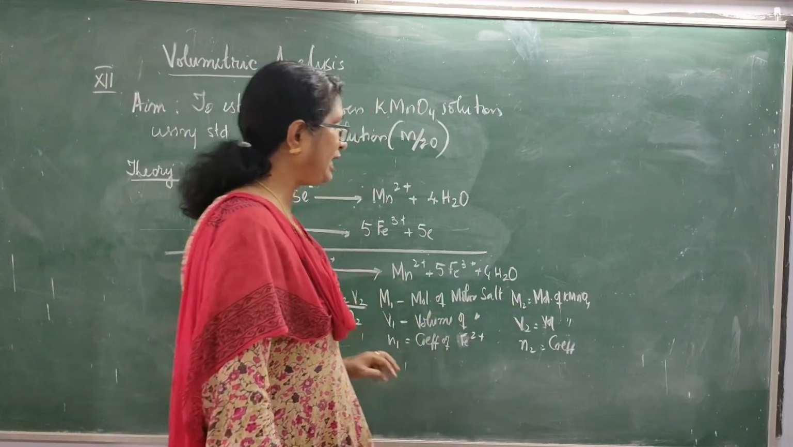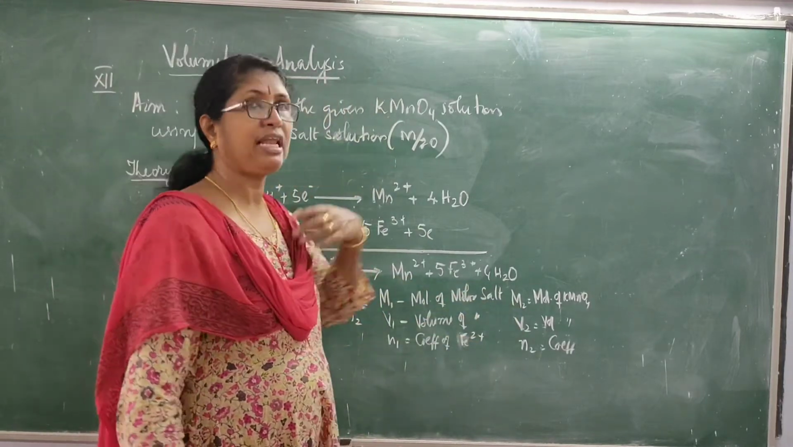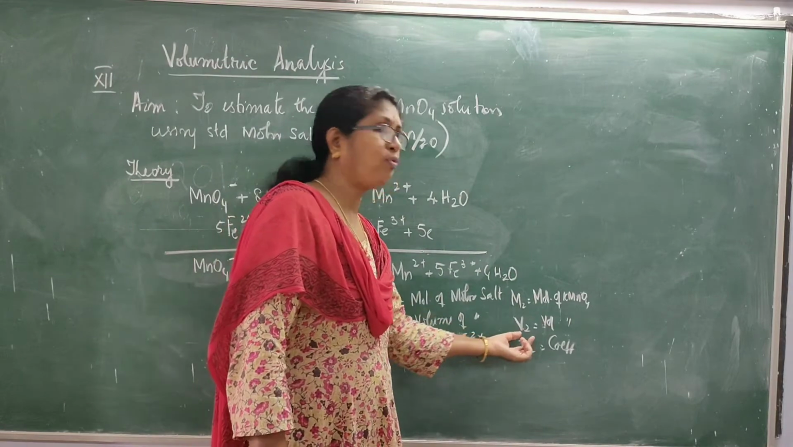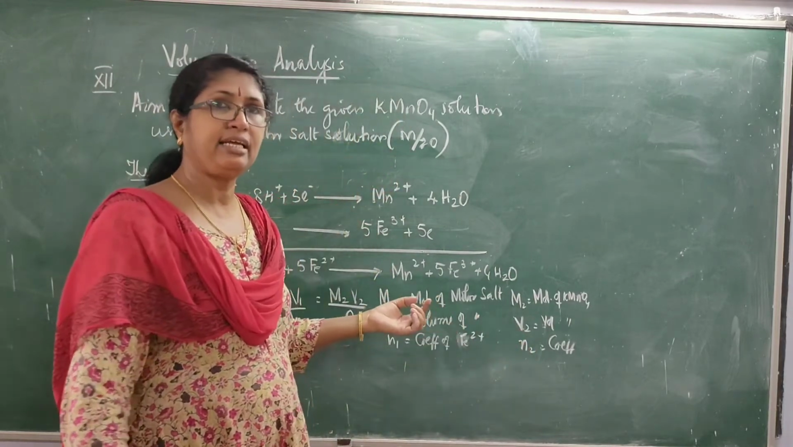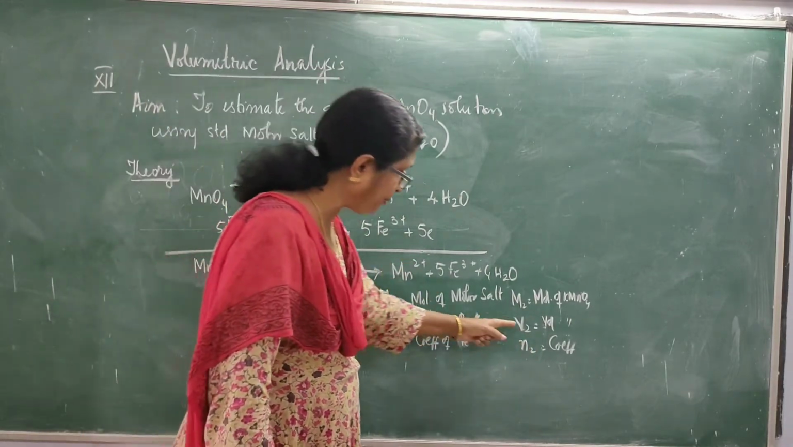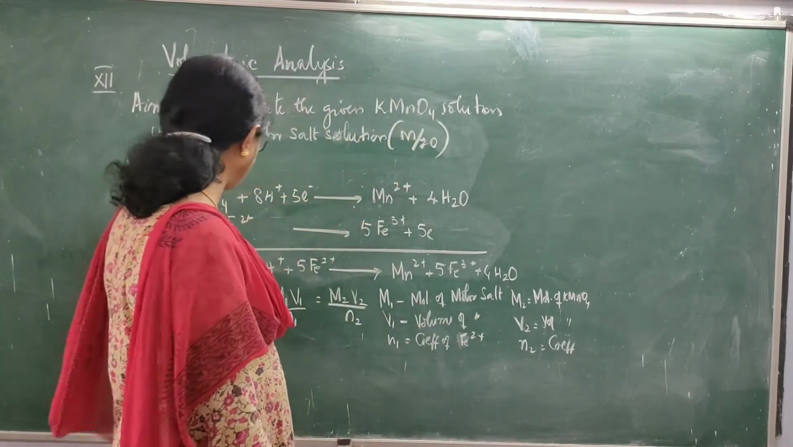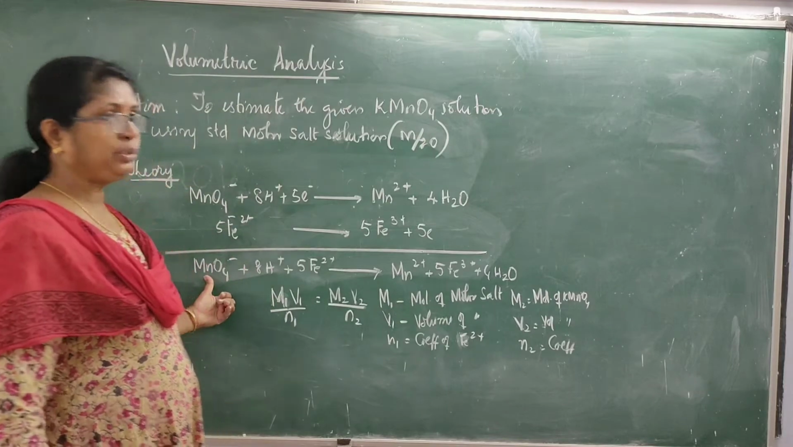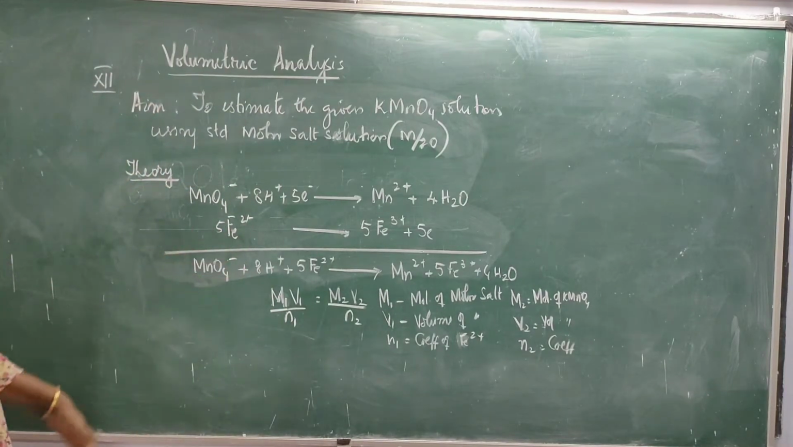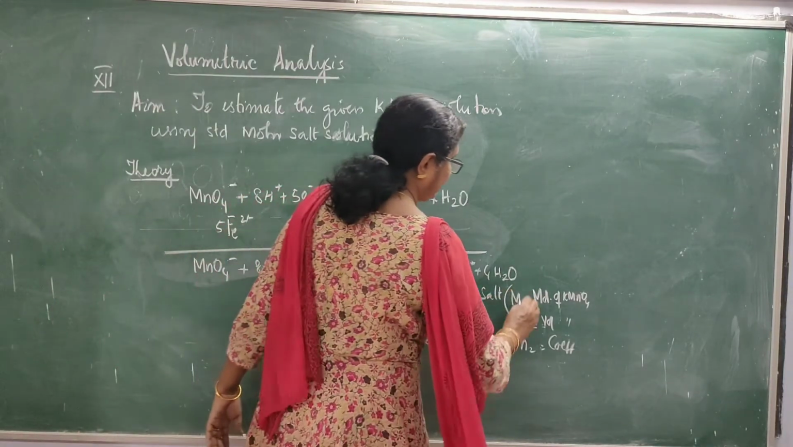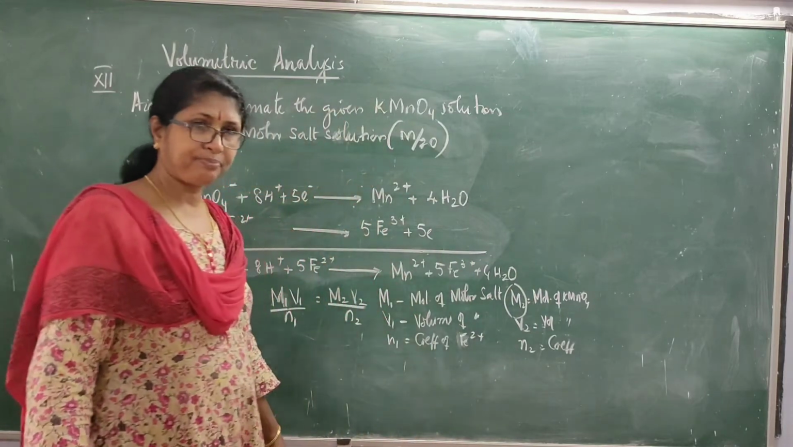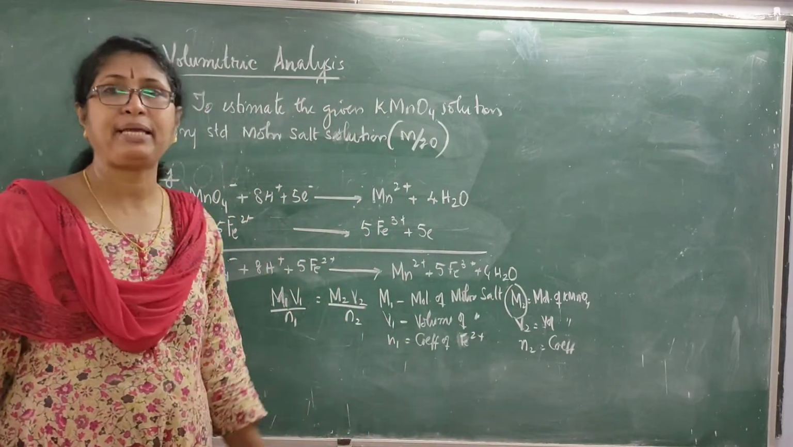M2 is the molarity of the KMnO4 solution that we have to calculate. Then V2, the volume, we will get from the reading; from the reading we can find the volume of potassium permanganate. N2 is its coefficient, which here is 1. So all the quantities we know except M2, which we can find out. So this is the theory behind it.